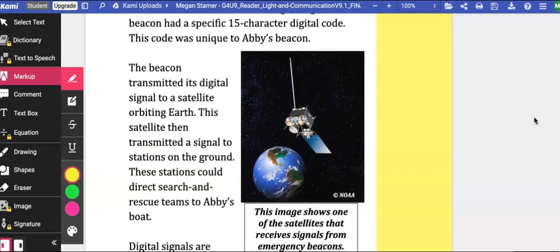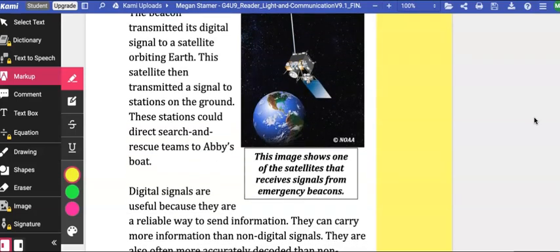The beacon transmitted its digital signal to a satellite orbiting Earth. This satellite then transmitted a signal to stations on the ground. These stations could direct search and rescue teams to Abby's boat.